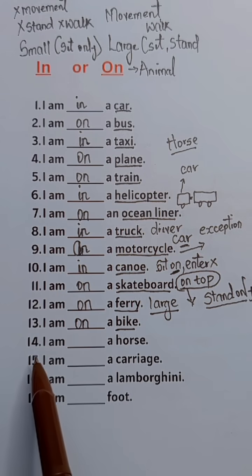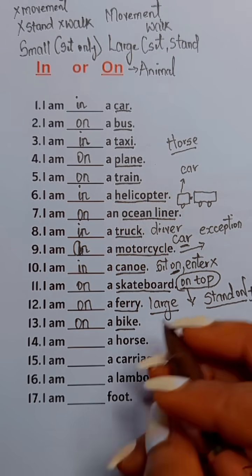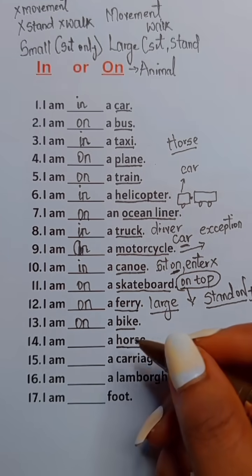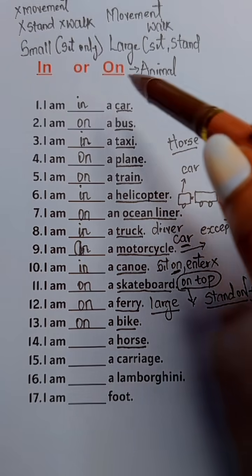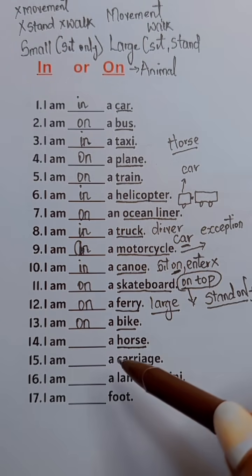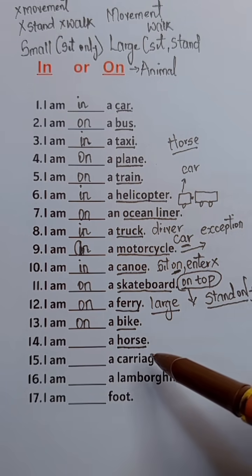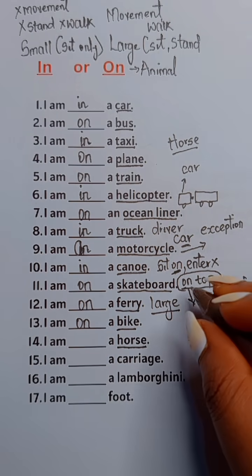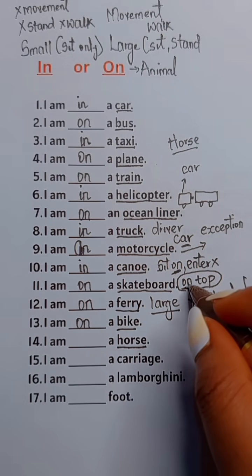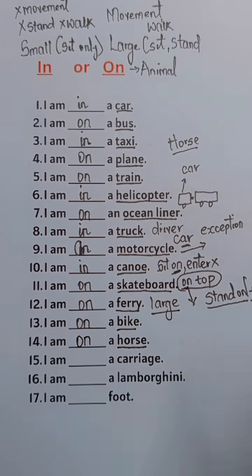Number 14, I am blank a horse. A horse is our mode of transport and a horse is an animal, okay? Remember we said that on is also used for animals. A horse is a seat only. You cannot enter into a horse. You can only get on top of the animal and sit, okay? We always use on. I am on a horse.